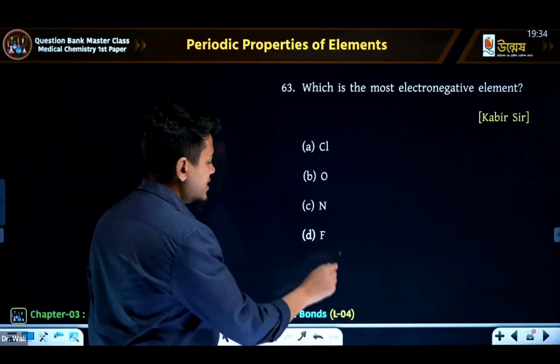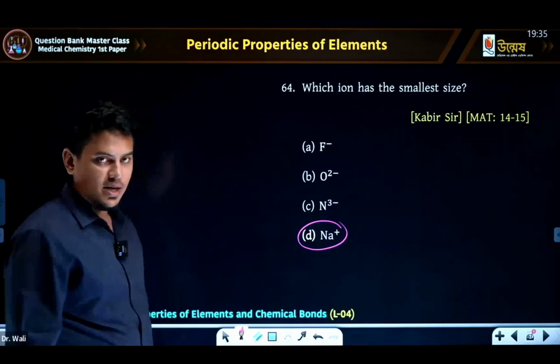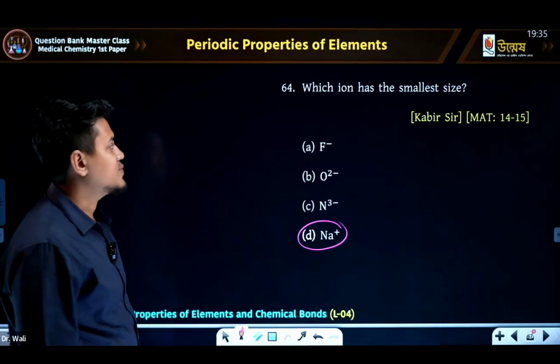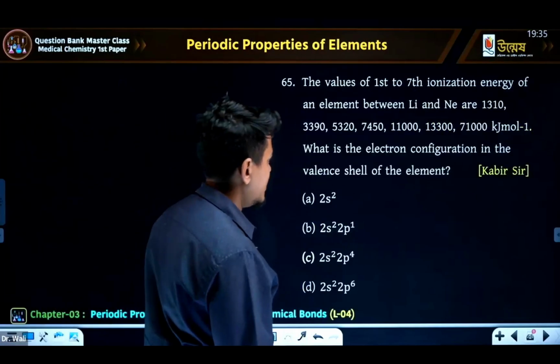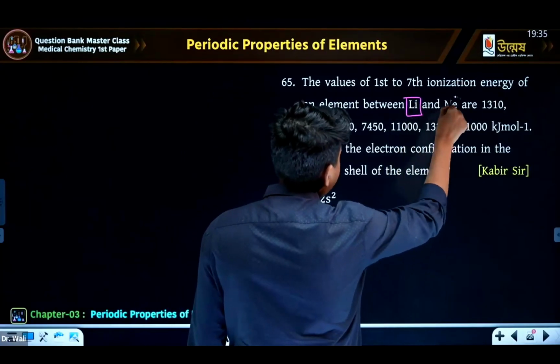Which is the most electronegative element? Certainly fluorine. Which ion has the smallest size? To become the smallest size, you need to be positively charged or among the isoelectronic ions. The values of first to seventh ionization energy are mentioned here. What is the electron configuration in the valence shell of the element? They have said an element between lithium and neon.